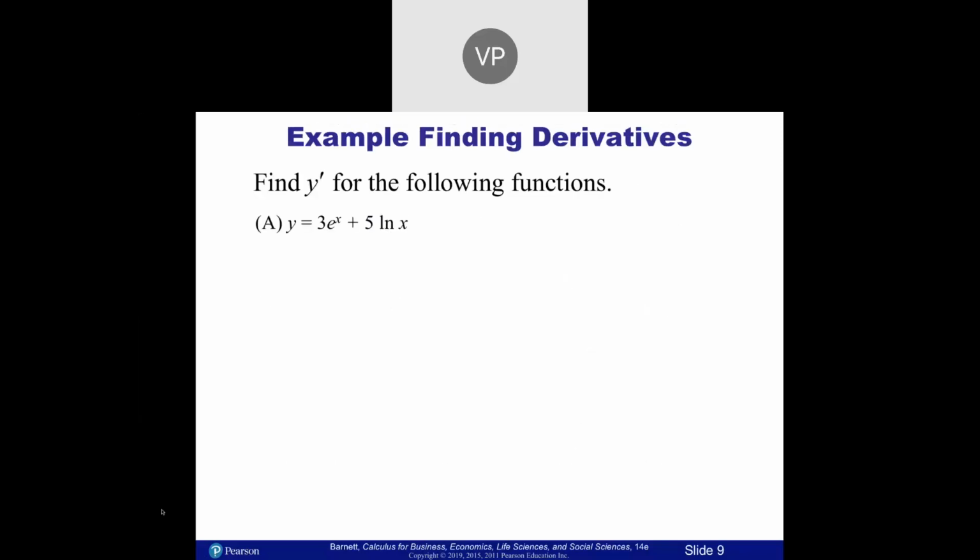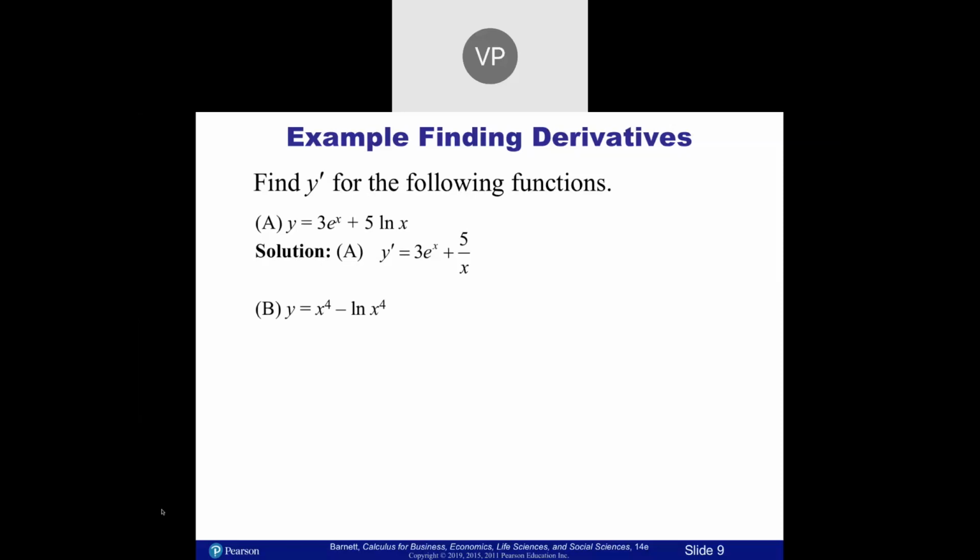All right, so this is an example. We're going to find the derivative of this function. And notice it's got the e to the x and it's got the natural log of x. So treat them as 2 individual terms, which they are. So it's 2 different derivatives. The derivative of e to the x is simply e to the x. A coefficient of 3 in front of it doesn't change anything. It's just 3 e to the x. In the other case, the 5 stays there, and the derivative of natural log of x is 1 over x. That's where they get the 5 over x from.